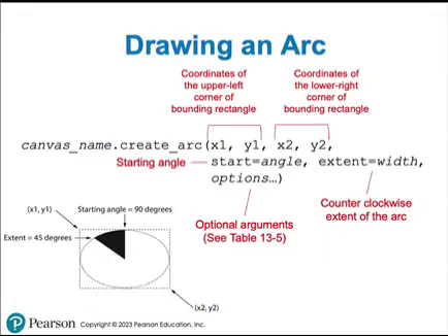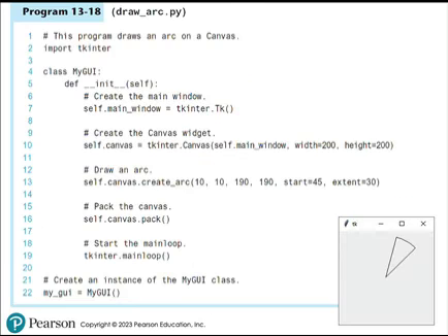Another thing you might want to do is draw an arc. So basically you have a bounding rectangle. So you have an oval kind of area to draw in, and then what you do is you specify the starting angle and how many degrees or the extent you want the arc to be. So that's how they accomplish that pie-shaped image there on the screen, showing you the different components.